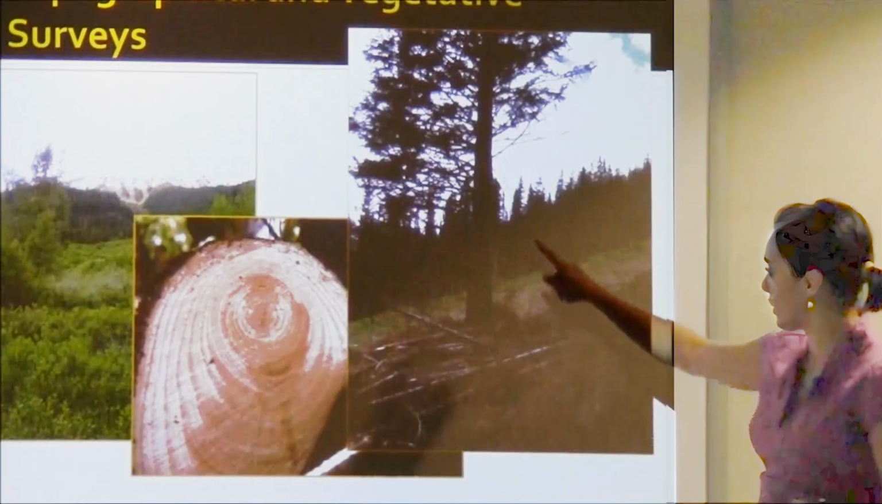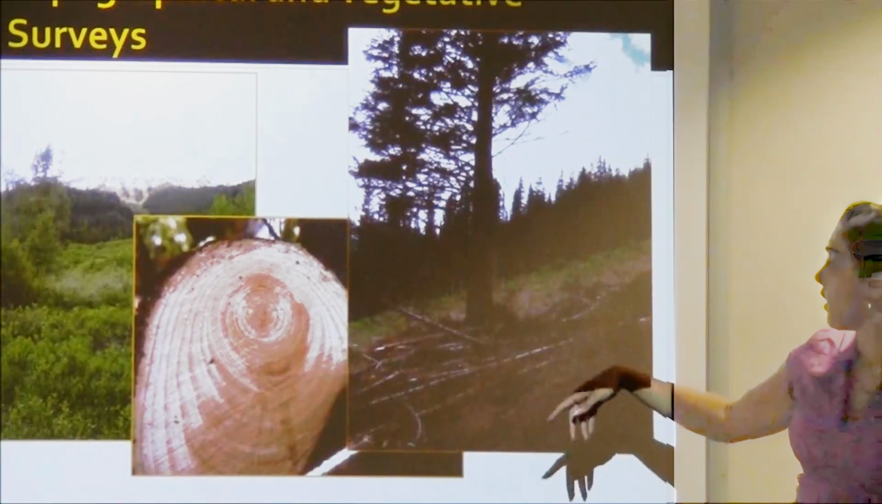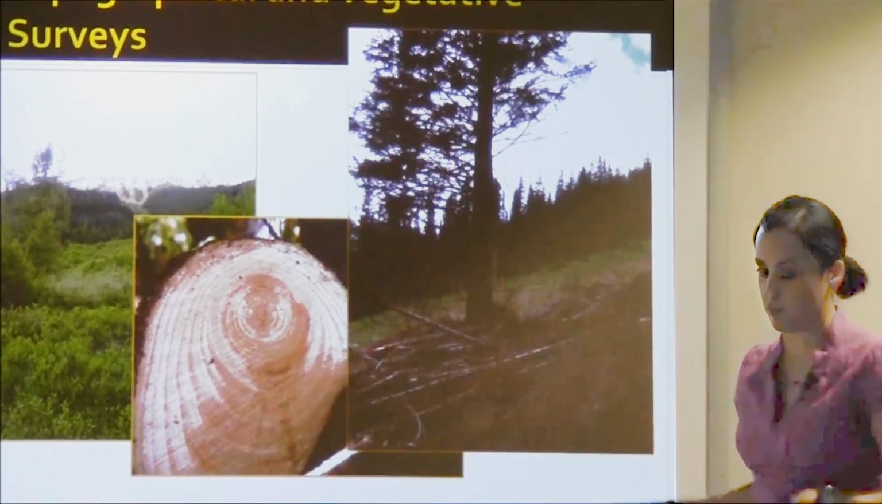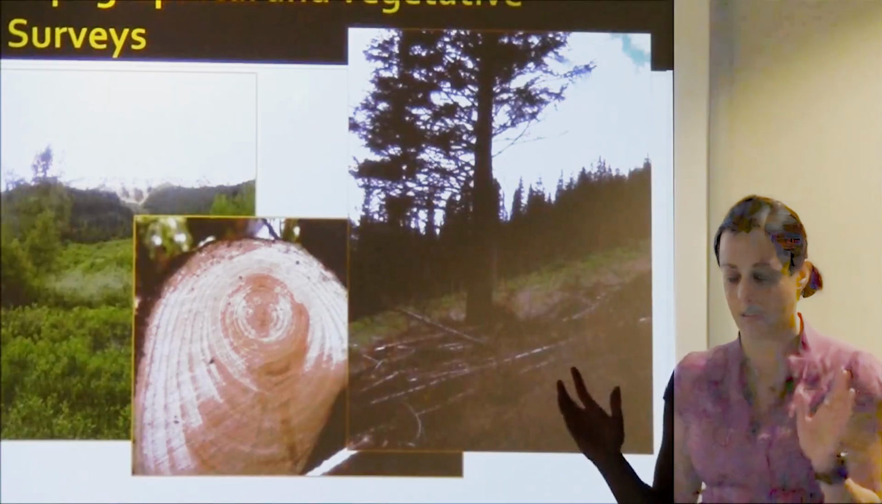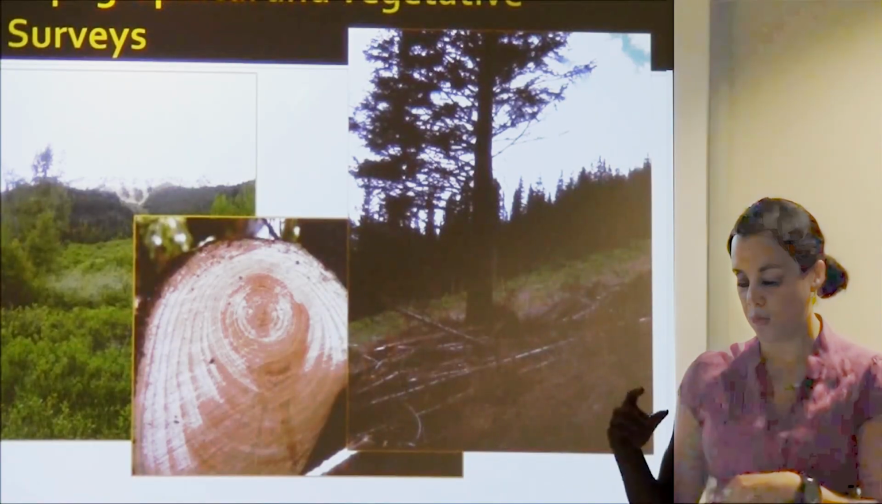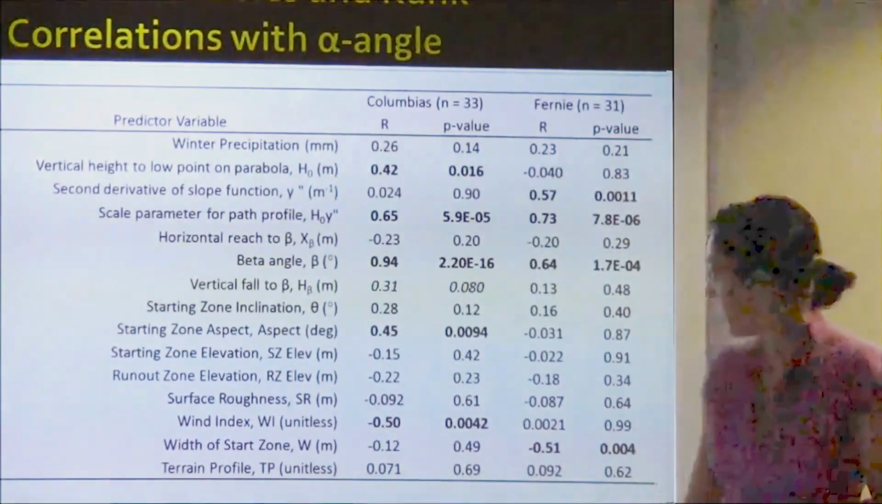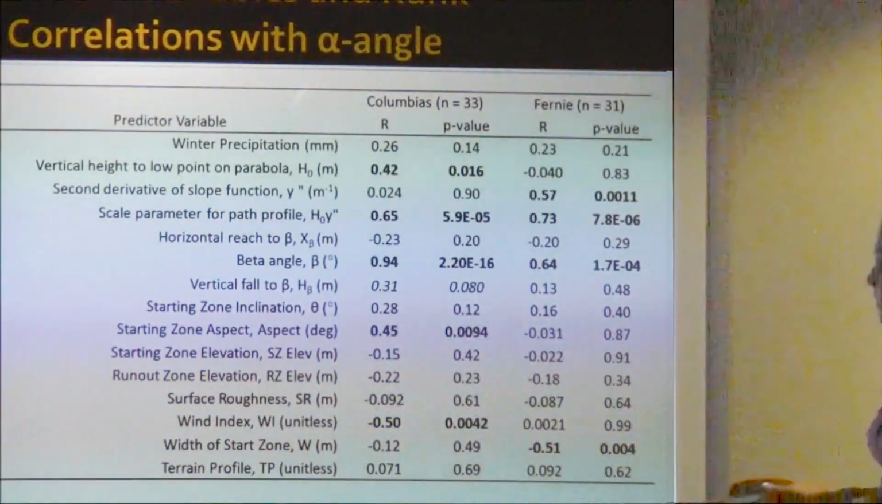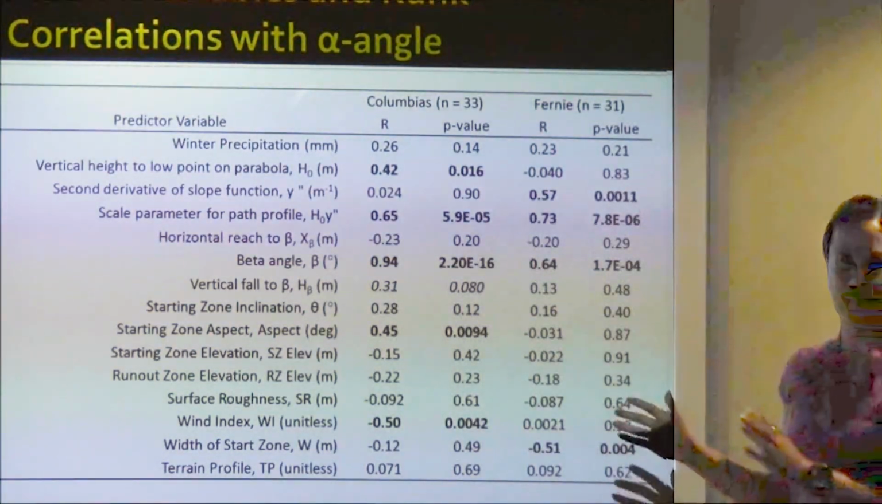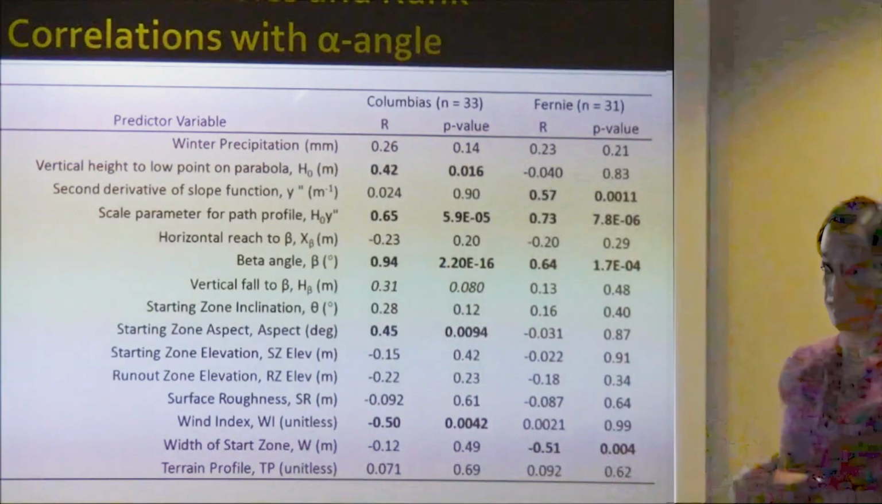And this is a nice photo here. This also shows a tree that's been impacted many times by snow avalanches, with all the branches on the uphill side missing. So we were collecting all these kinds of observations to measure the beta point and figure out where that alpha point was for these paths. And don't get too caught up in the numbers here. This is just to show an example of some of the parameters that were collected for each path.